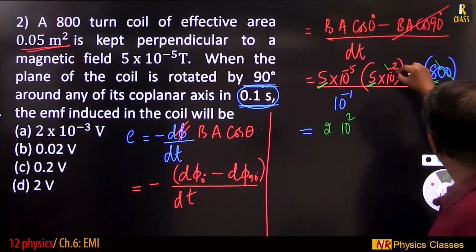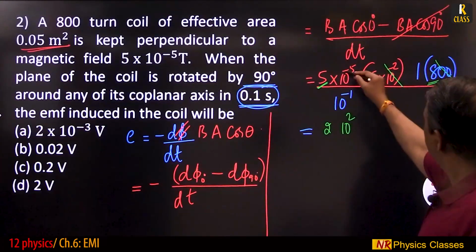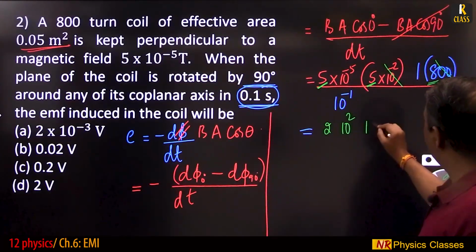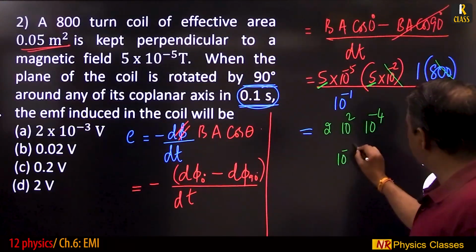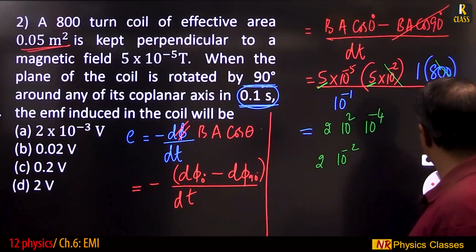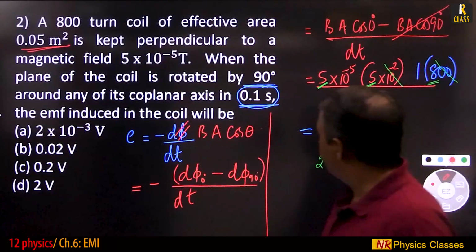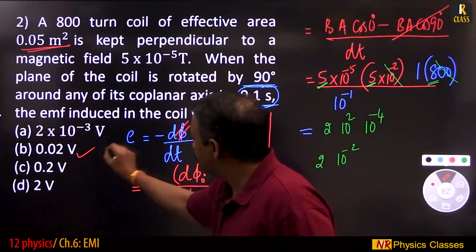2, 0, 10 to the power of minus 2 gets cancelled. Minus 5 minus 1 is minus 4. Plus 2, minus 4 is minus 2. So 2 into 10 to the power of minus 2 is nothing but 0.02 volt.